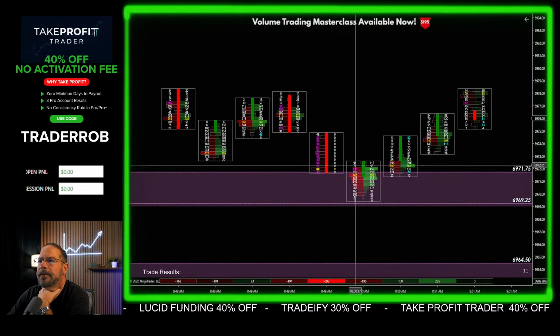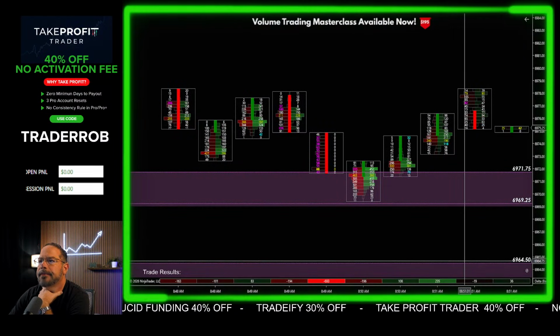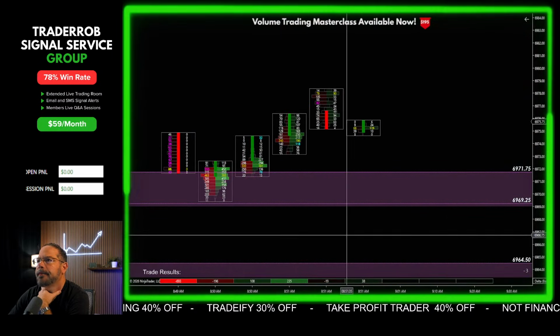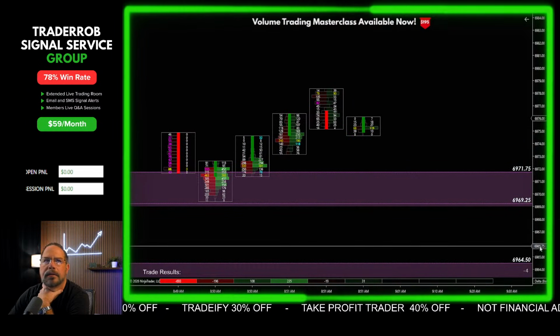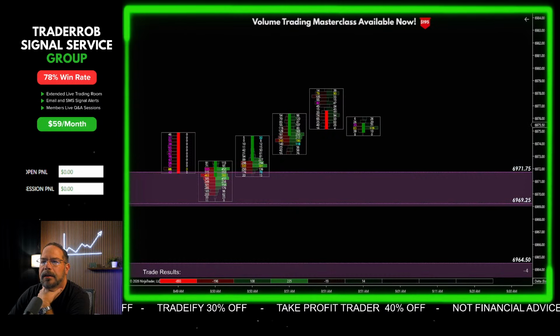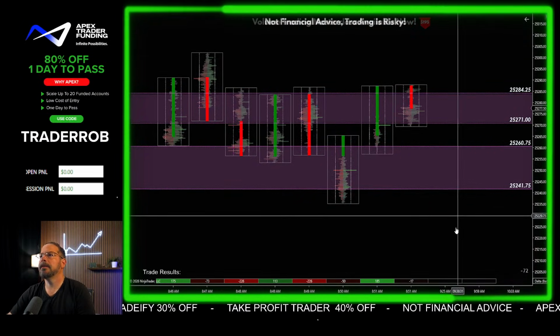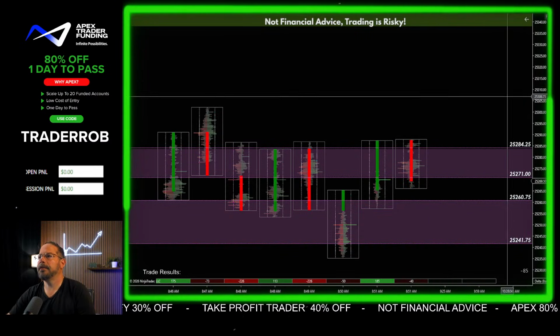Well, the ES gave us a great footprint right there. But again, pretty extreme negative delta. All right, let's see the NQ. Let's see if we can maybe catch a continuation play off of this.